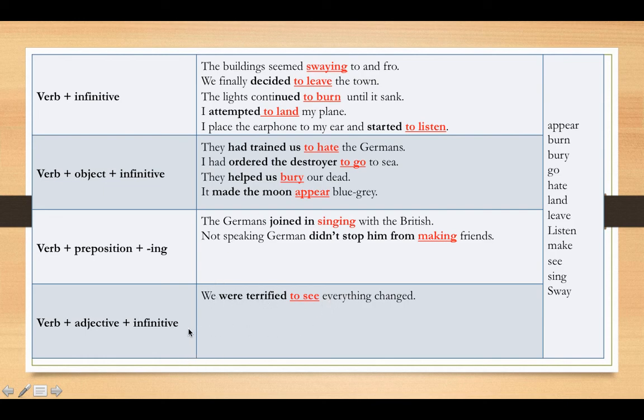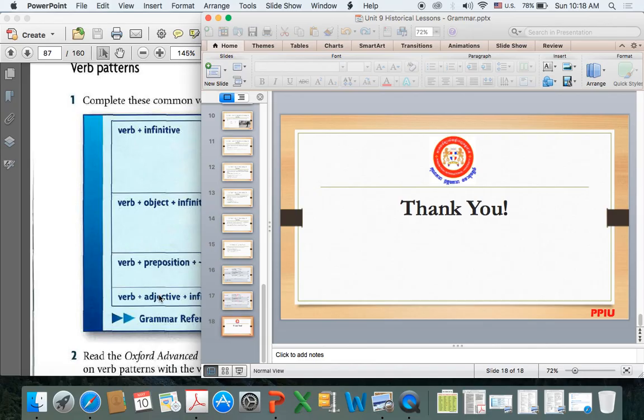I think for verb plus adjective here, we can use different adjectives: it is important, it is great, it's terrible, it's bad too. Normally we use the infinitive after subject plus verb to be and an adjective. All right, I think that's all for these lessons.